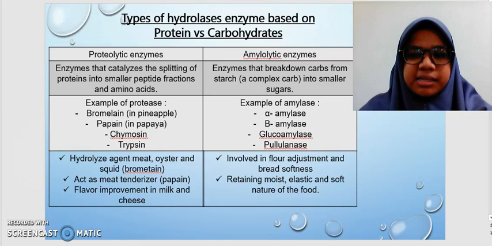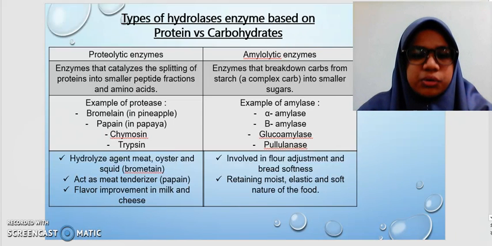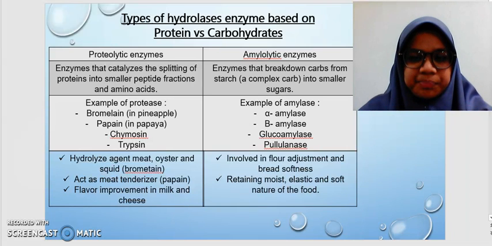Proteolytic enzyme is an enzyme that catalyzes the splitting of proteins into smaller peptide fractions and amino acids. Proteolytic enzyme is also known as protease. For example, the enzymes chymosin, trypsin, bromelain, and papain.